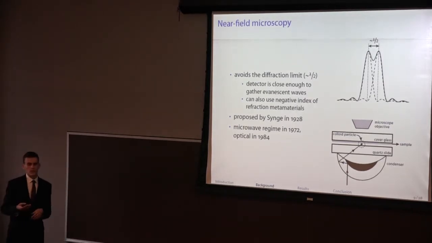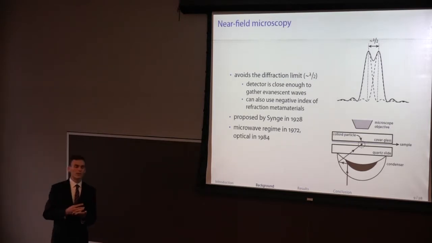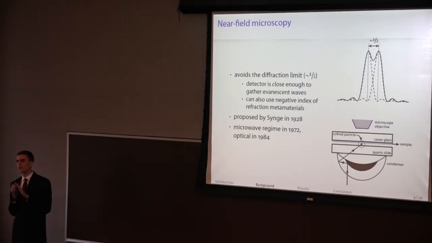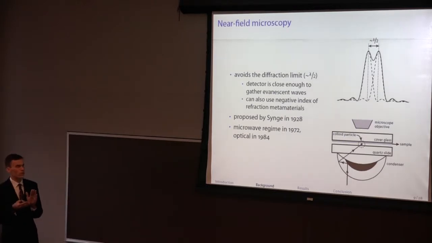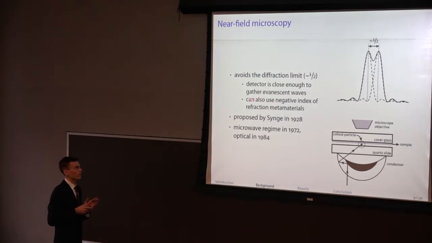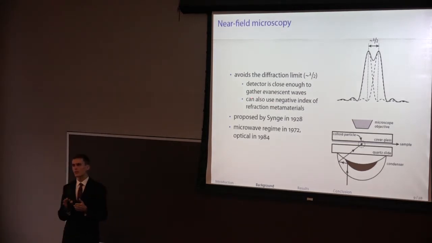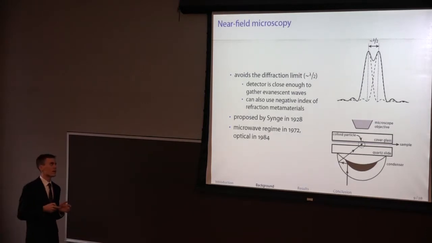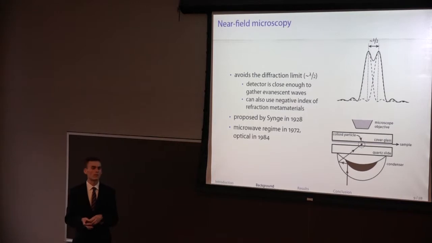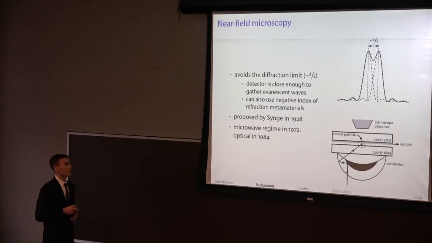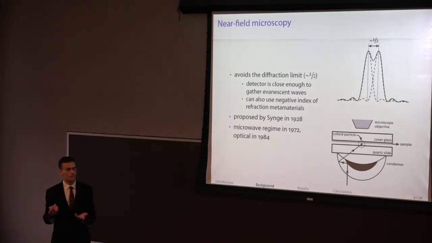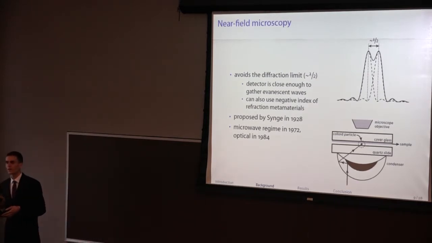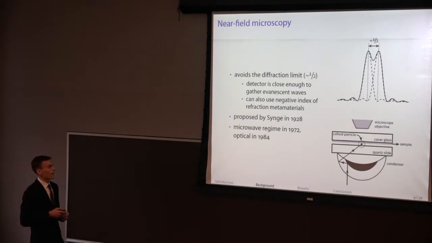Really, the only way to achieve true sub-wavelength imaging is by placing the sample so close to the detector or the source that you're no longer discarding the information that's in these short-range, exponentially decaying evanescent waves. There are different ways to circumvent the diffraction limit, but this is really the only way to do it fundamentally. You can also use negative index of refraction metamaterials to focus those short-range waves, but that's not part of my work.